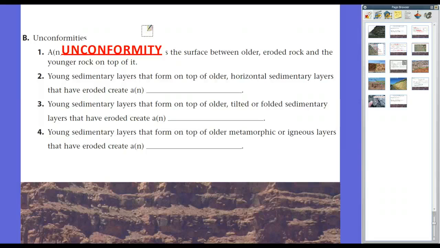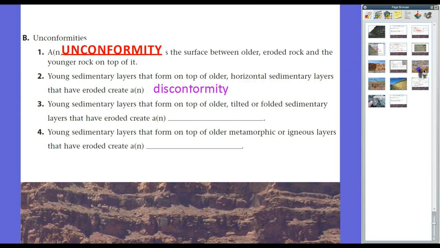top of it. And so there's gaps in the record that whenever we go look at surrounding sediments that we have to use and we have to piece together, which we'll talk about in class, and we'll look at some examples with that in some pictures of finding unconformities, but I'll show you guys a demonstration of it. Anyway, younger sedimentary layers that form on top of older horizontal sedimentary layers that have eroded create what we call a disconformity.